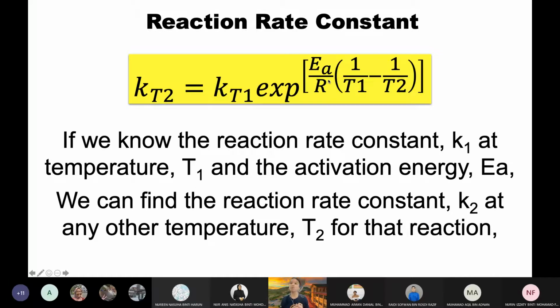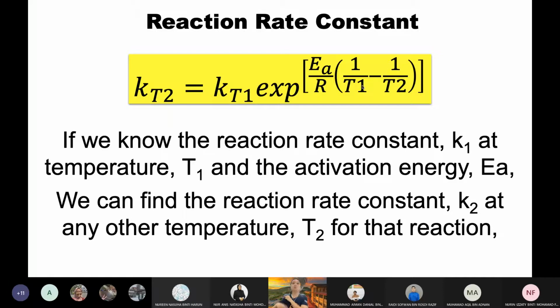So sebab tu yang part student seniors kamu kadang confused sebab yang original equation ada negative sign. Yang terbitan ni, equation version yang kedua ni tak ada dah negatif. So become EA per R, which you have learned, activation energy over gas constant, dalam bracket jadi 1 per T1 suhu asal tolak 1 per T2 suhu baru.